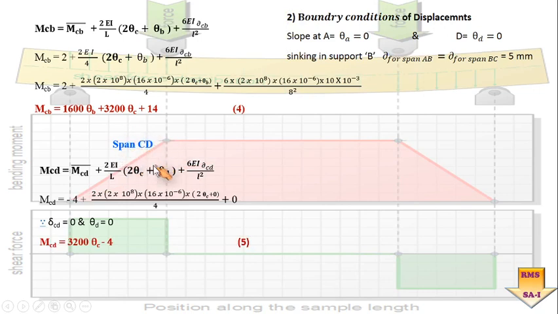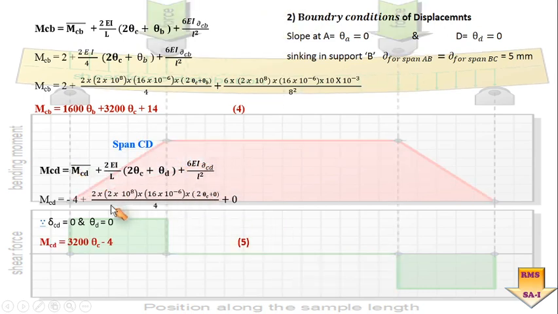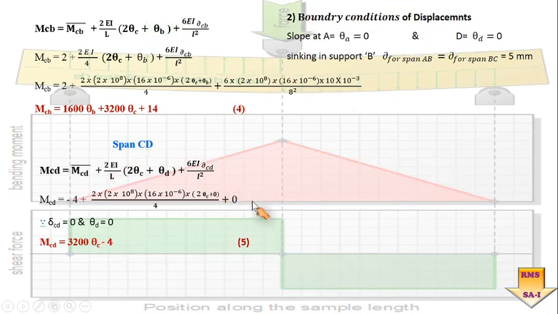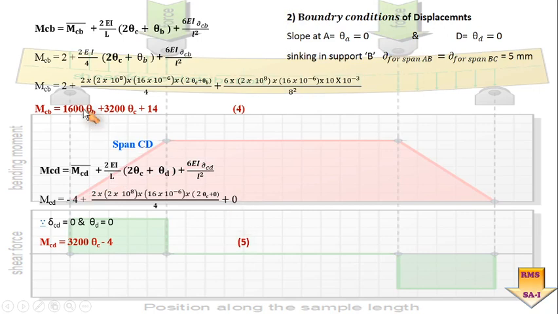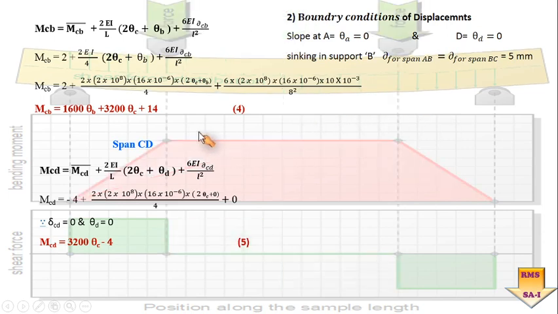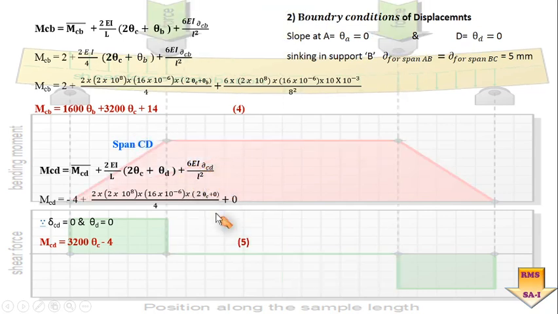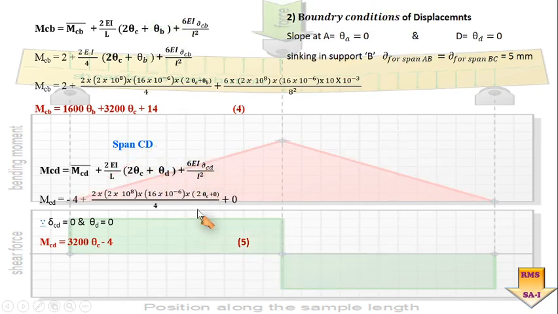Then I will be selecting another span CD, again a governing equation, putting the boundary conditions and the available value of the delta, and this is how we got this particular equation number 5. So here delta is coming out to be equal to 0. If you remember A, B and C, B was sinking. As far as no sinking effect is going to be occurring into the span CD. That sinking was only valid for AB and BC. So in CD, this term is coming out to be equal to 0. So this is the only new thing which we can see into this governing equation.